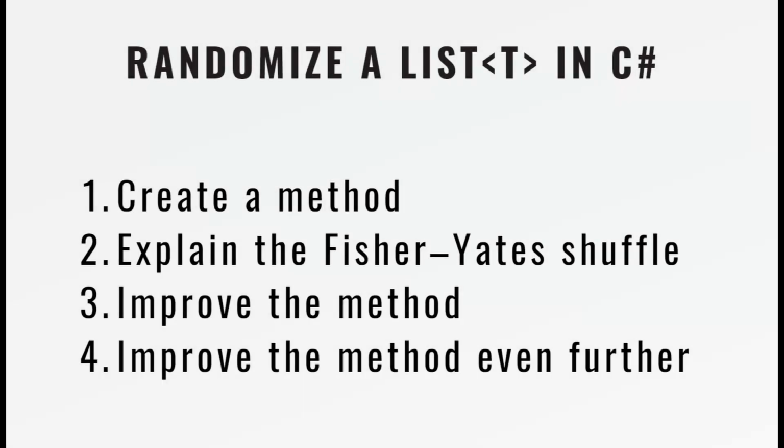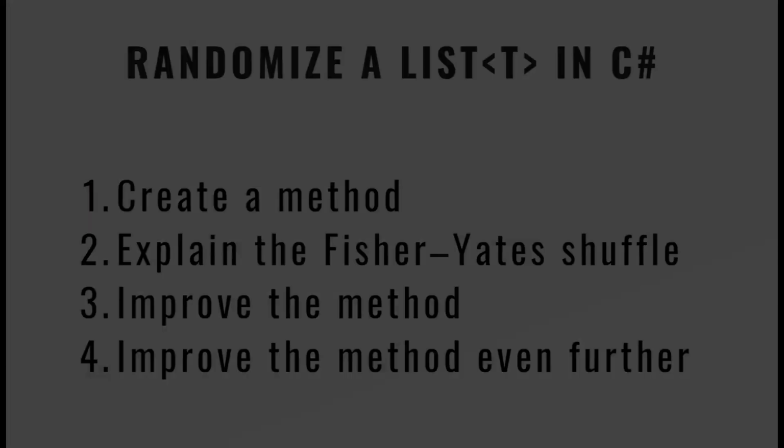How do we randomize a list in C#? In this video, I'm going to create a simple method. Then briefly, I'm going to discuss the Fisher-Yates shuffling algorithm. And then we're going to make our method a little bit better. And finally, we are going to improve it even further and come up with the best version of the method that is used to randomize a list in C#.